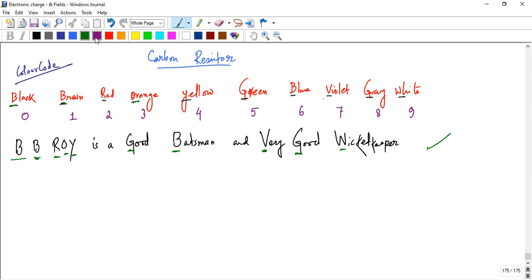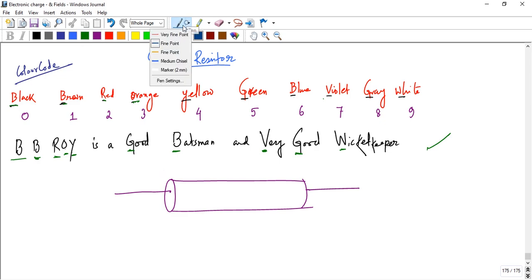So how does the resistor look? It is cylinder type. There are two terminals. A resistor is non-polar; there is no polarity, no plus or minus. So a resistor has no polarity. There are bands: the first band, second band, third band, and here the other band.